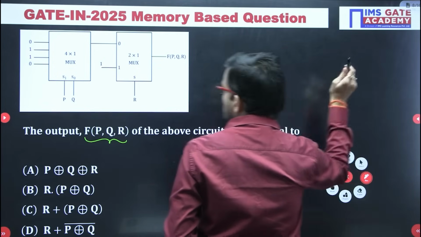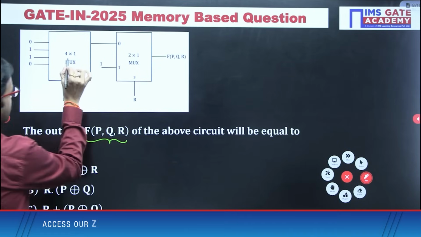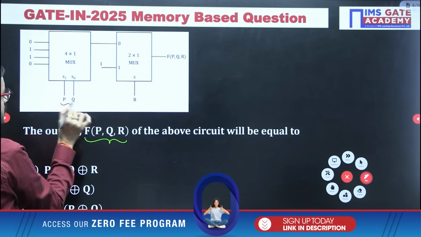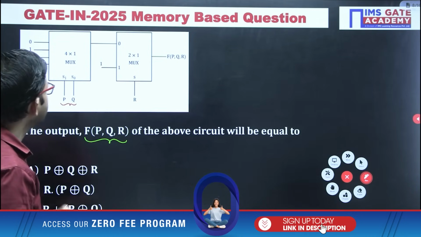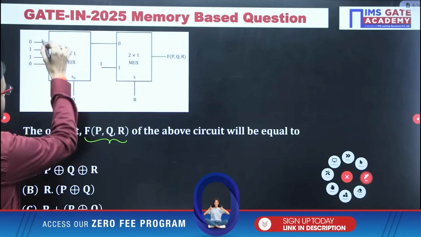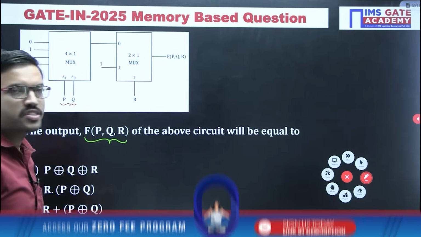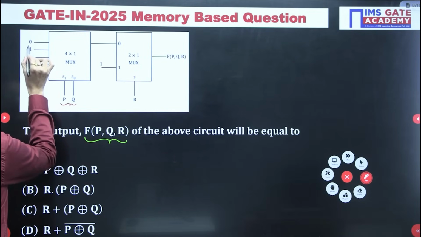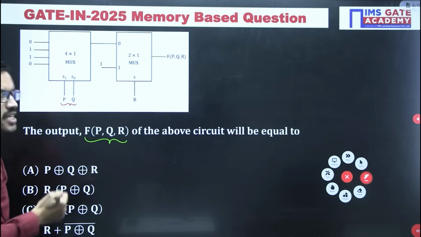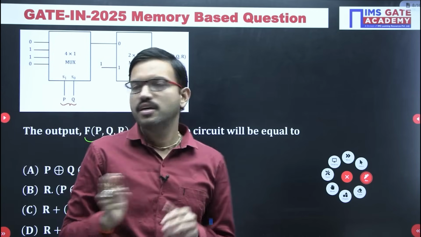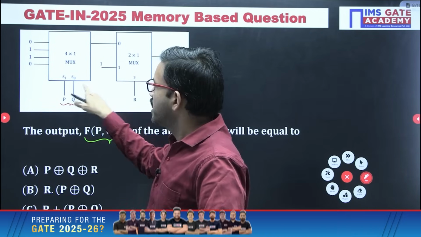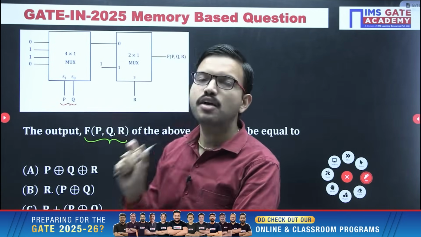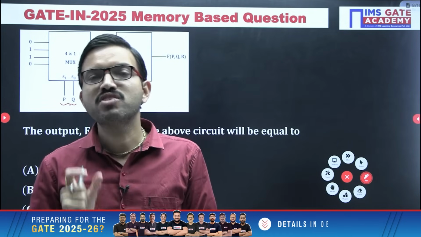So for this question, just observe here, you have two selection lines, and here the number of inputs is 4. The mux inputs are 0, 1, 1, 0, so it is very simple. Since you have two selection lines, now you can consider the logic gate which has two inputs.